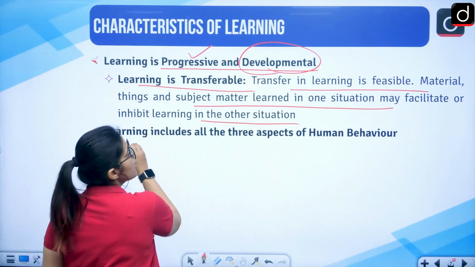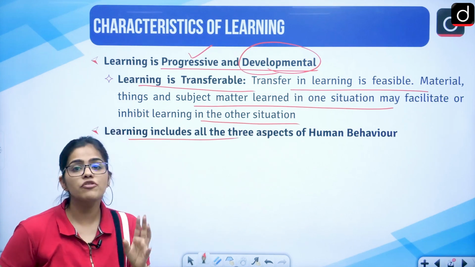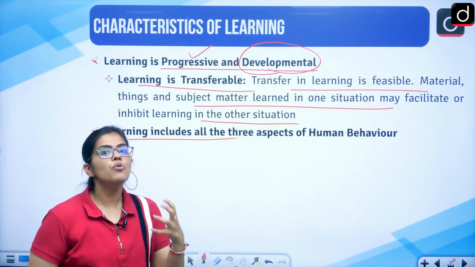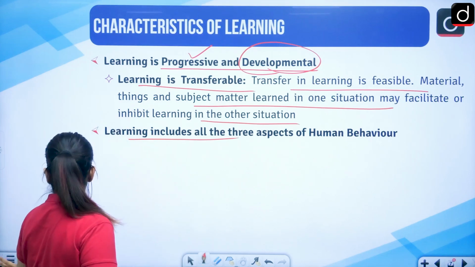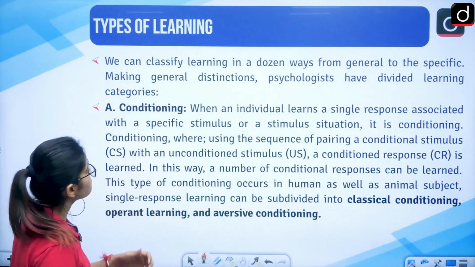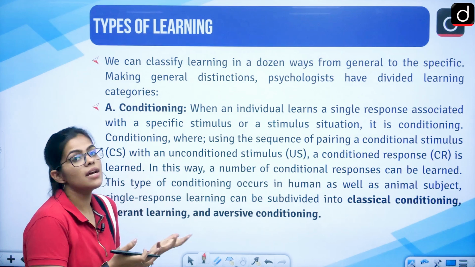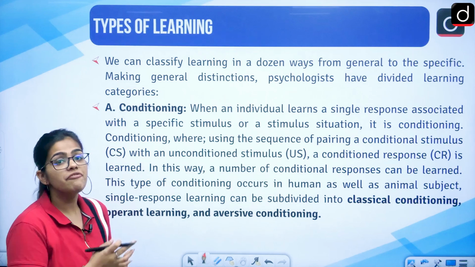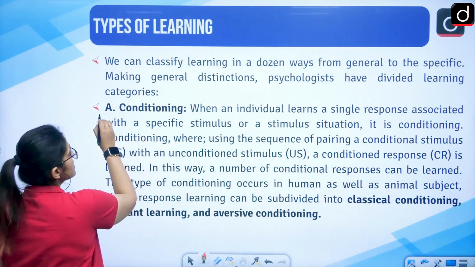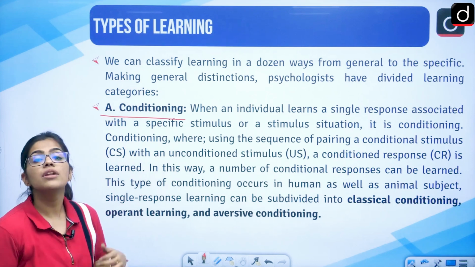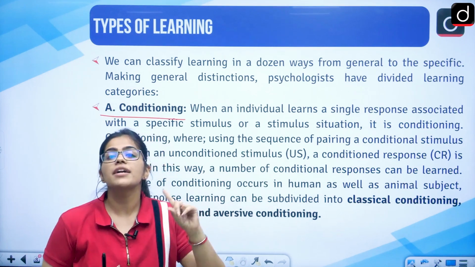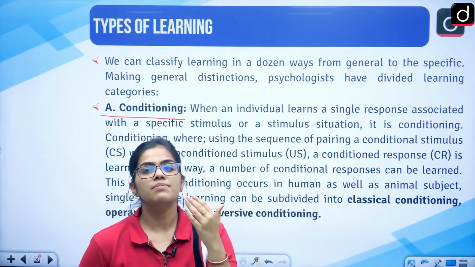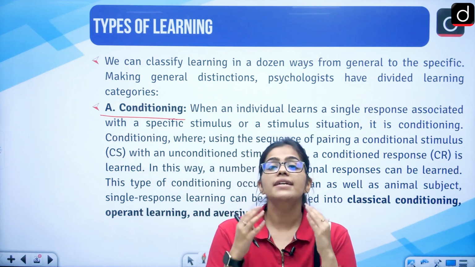Learning includes all three aspects of human behavior. There is the cognitive, the affective, and the psychomotor domain. All of these domains are involved in the learning process. We can classify learning in a dozen ways. How can you classify them? You can classify them on the basis of different categories. Let us see. First is conditioning. How do you learn? You learn because of conditioning. There is always some stimulus and some response. Some stimulus would be provided and the child can learn.